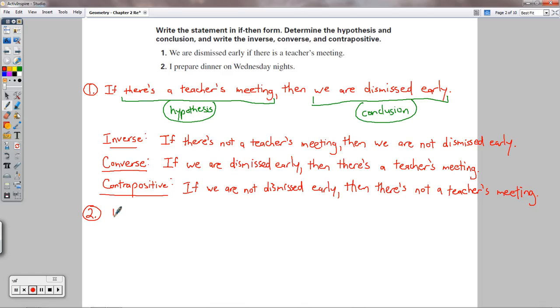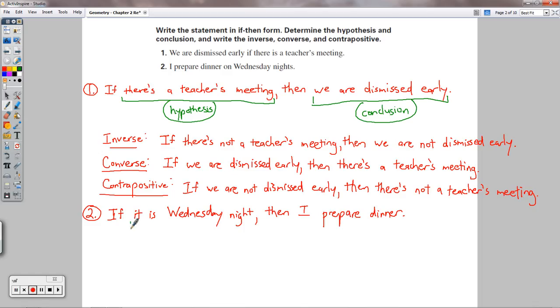So I could put the initial conditional statement, the if-then statement, like this. If it is Wednesday night, then I prepare dinner. That is a logically equivalent way to say this same statement, but just in an if-then form.